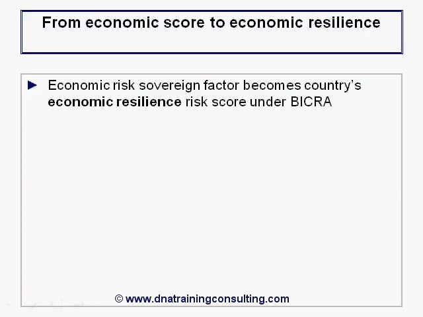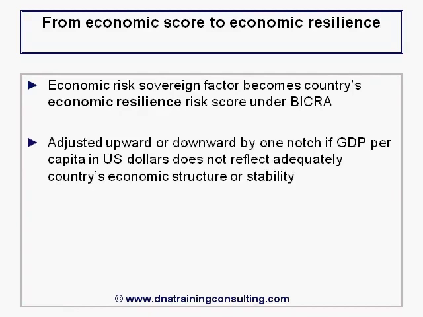The first of the sovereign rating factors we listed a minute ago was the so-called economic score, which becomes the country's economic resilience risk score for purposes of the BICRA methodology. In turn, this may be adjusted upward or downward by 1 notch if GDP per capita in US dollars is not considered to reflect adequately the country's economic structure or stability.